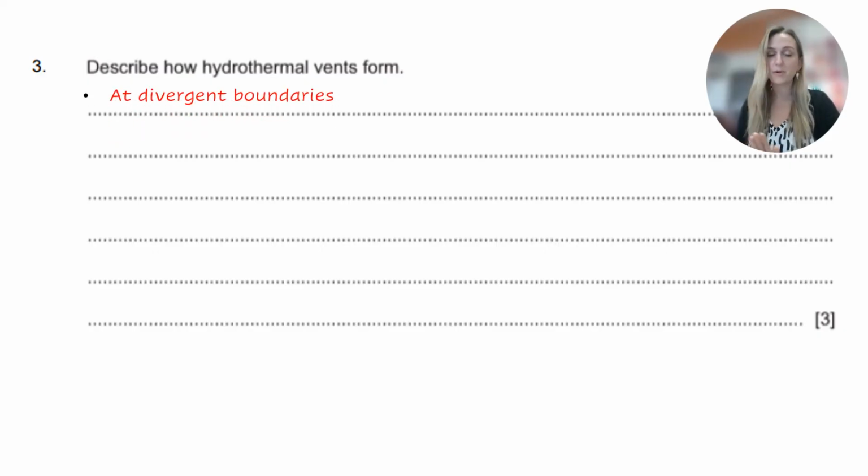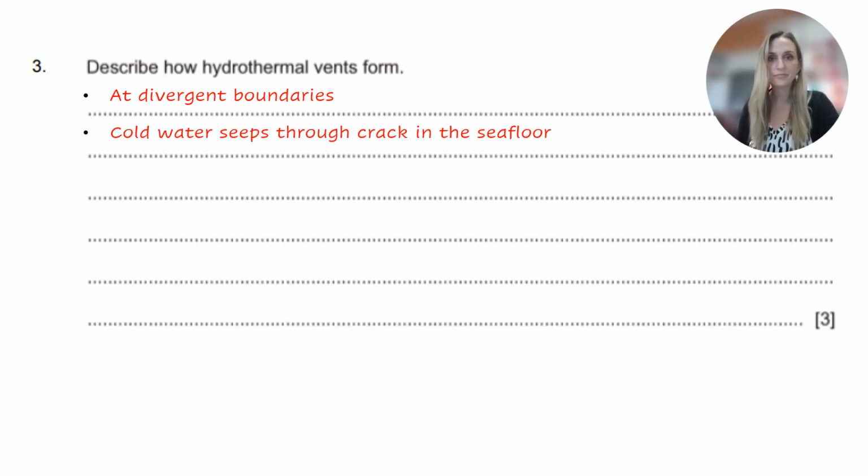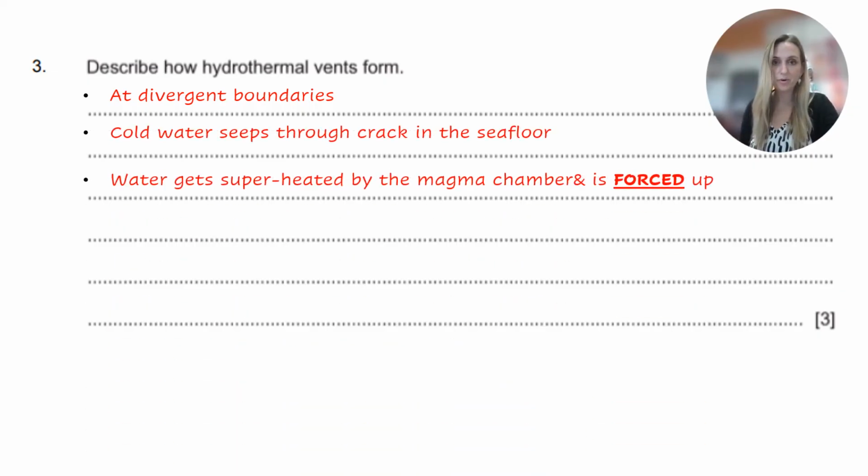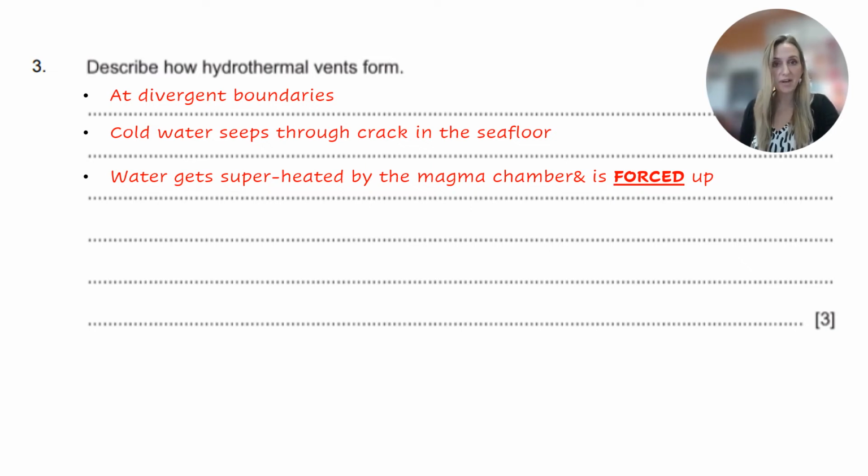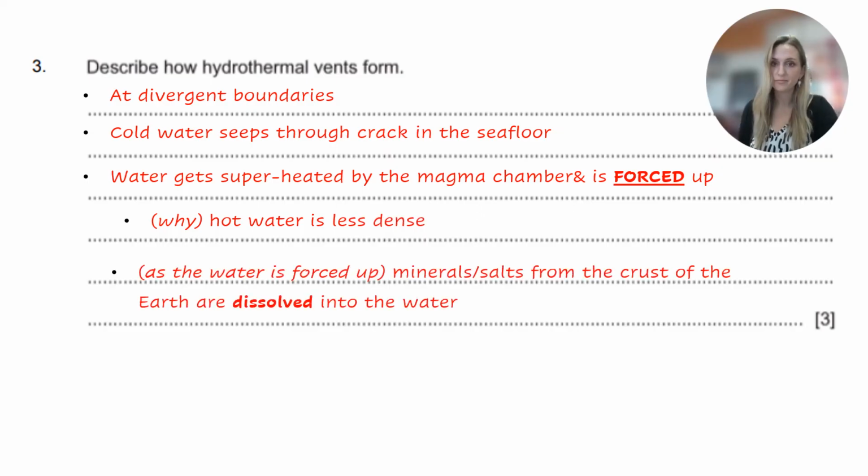So again, we're starting with our boundary, if it's not stated already or you didn't already answer it. Cold water seeps through cracks in the seafloor. Water will get superheated by the magma chamber and it's forced up. Why? Because water is less dense. And again, these can go in maybe different orders too, but these are the main things that they're looking for. While the water is being forced up, parentheses, I'm just giving context to the answer.